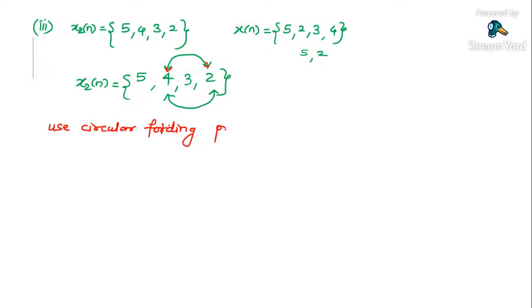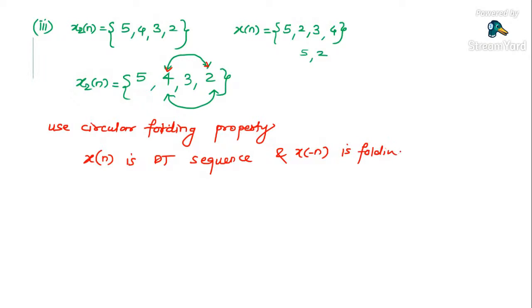Folding property. So you must write the statement of it. What is the property? Suppose x of n is a DFT sequence, and x of minus n is the folding of it, then x of minus n will have a DFT. What is the DFT of that? X of minus k, which means it is also folded.